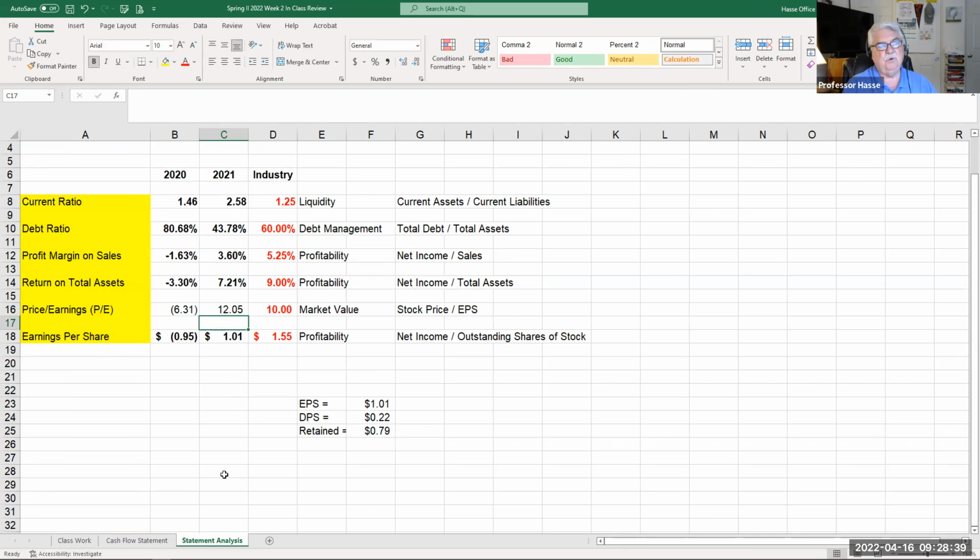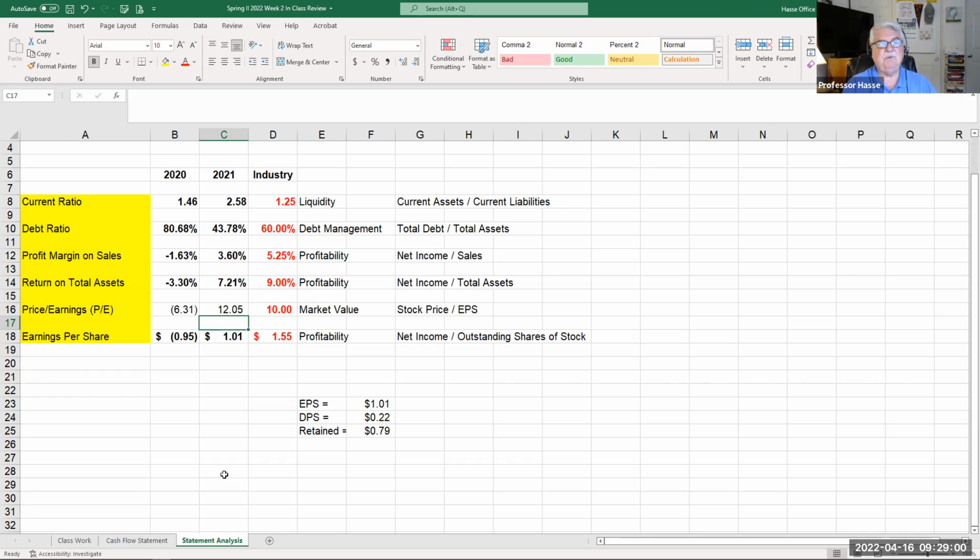Now, why that is important: the higher the price earnings ratio, in other words, 15, 20, 25, 30, 40 to 1, means that the stock is really higher priced and overvalued compared to the earnings that it's justifying, that it's making.